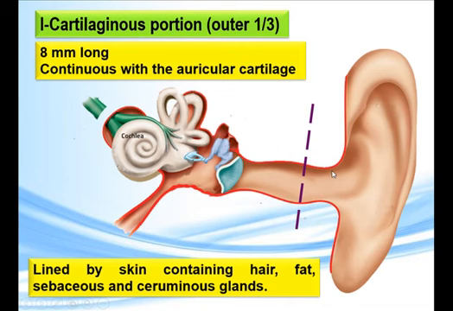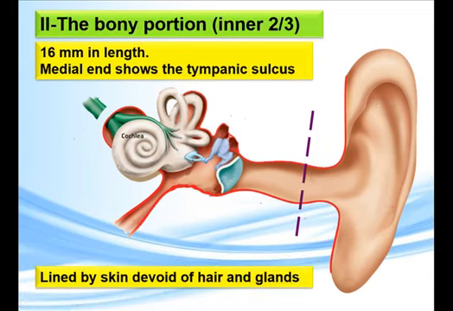Take care, it is very important that this part of the external auditory canal is lined by skin. This skin contains hair follicles, fat, and sebaceous and ceruminous glands to secrete the cerumen. While the internal part, which is the bony part, is about the inner two-thirds, about 16 millimeters in length.